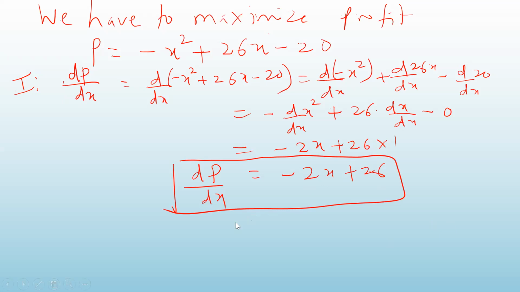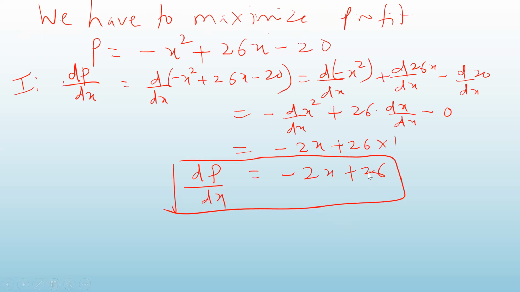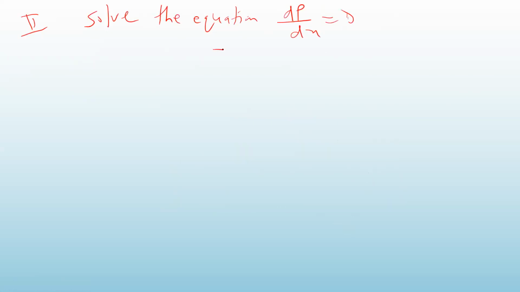In the second step, what do we do? We solve the equation dp by dx equal to 0. Here our function is the profit function. In the step-by-step method, I have taken y, so y is replaced by p here. Second step: solve the equation dp by dx equal to 0. P is the profit. So what is dp by dx we got? Minus 2x plus 26. This is equal to 0.